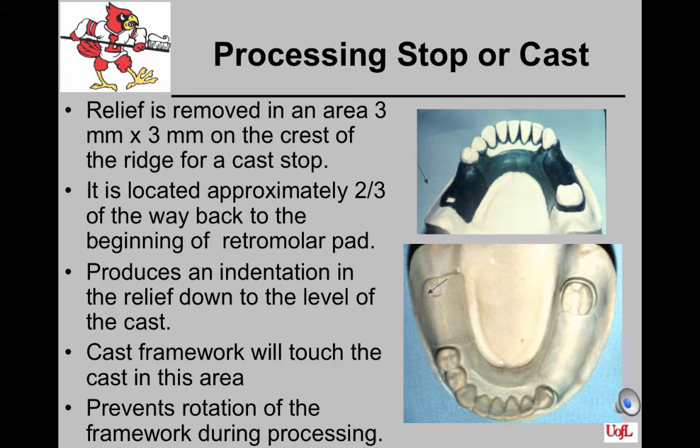The metal cast stop or processing stop prevents rotation of the framework during the packing of acrylic, which is done under about 3,000 pounds of pressure. It maintains the spacing under the base attachment and allows acrylic to flow under the base attachment.